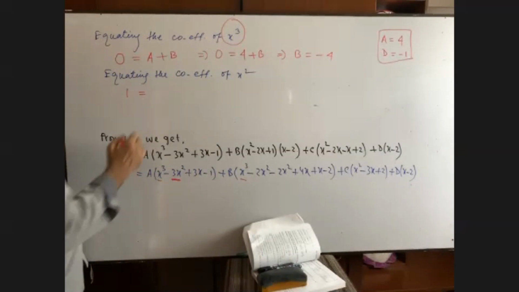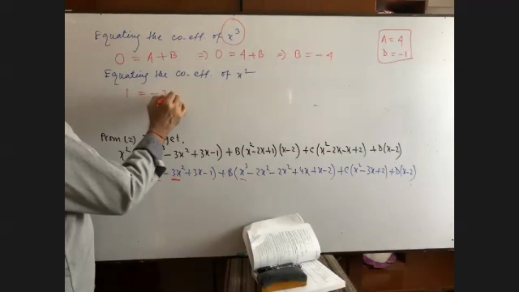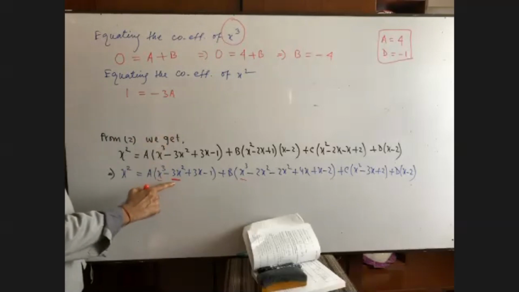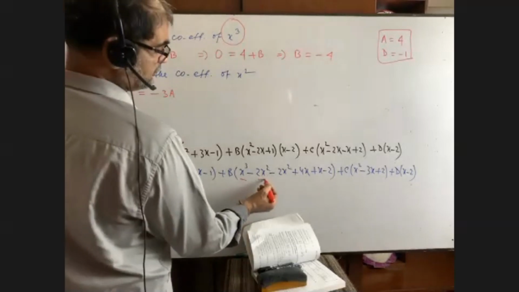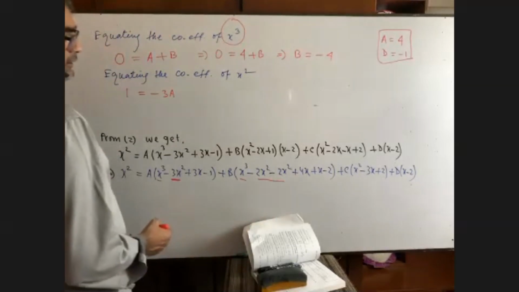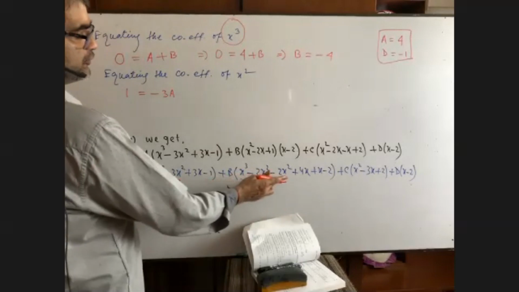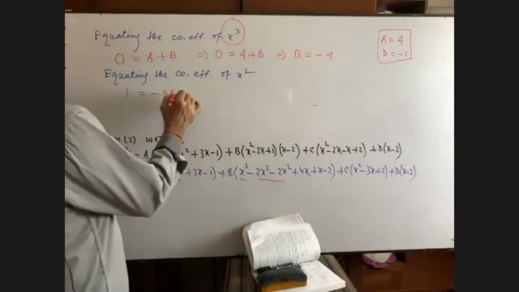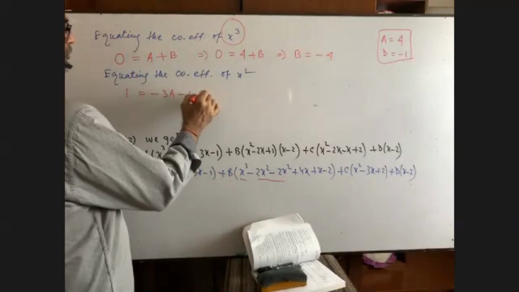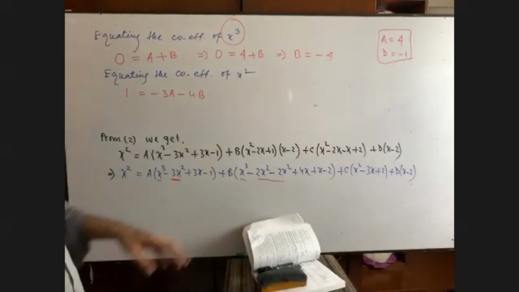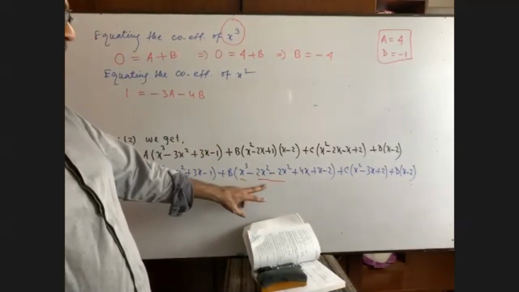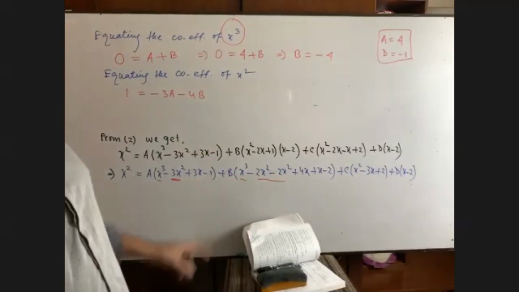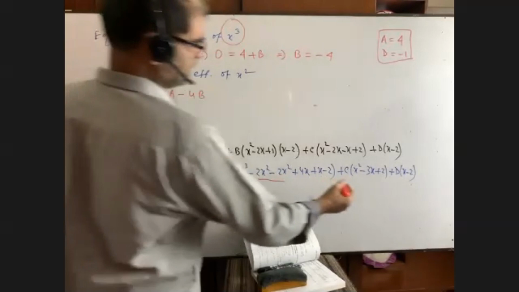Can you please tell me here the coefficient of x square equals what? Minus 3. Is it minus 3? Can you please let me know here the coefficient of x square equals what? Minus 2, minus 2, minus 4. Minus 4B. How many x square? Minus 4x square. So minus 4x square means what? Minus 4B. Here the coefficient of x square is what? C.